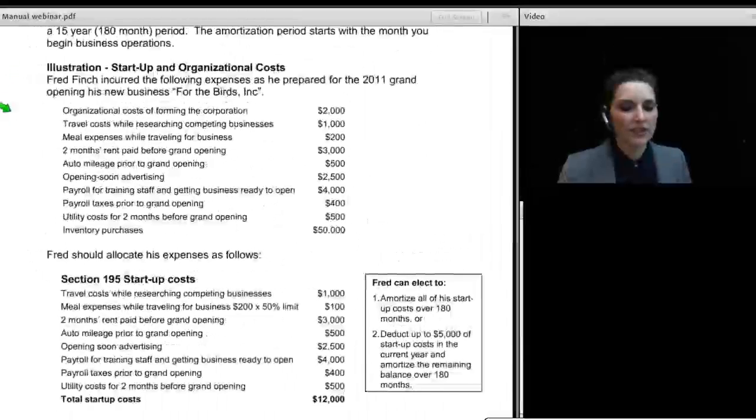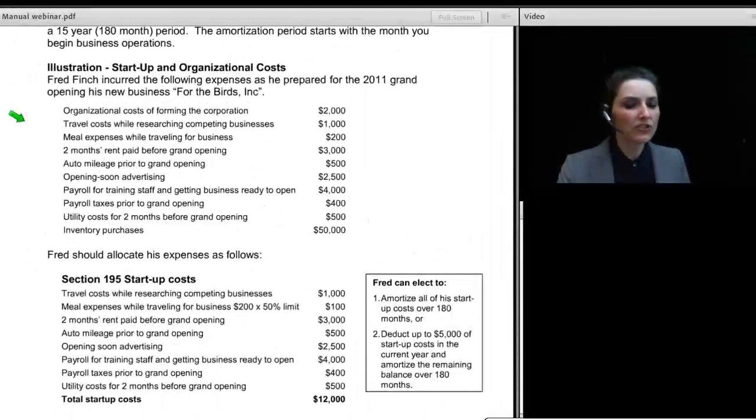I've got an illustration here for Fred Finch, just to show you the types of expenses that a business might have in the formation stage of starting up. Fred Finch incurred the following expenses as he prepared for the 2011 grand opening of his new business, For the Birds, Inc. He paid organizational costs of forming a corporation, which totaled $2,000. He paid travel costs while researching competing businesses of $1,000. He had meal expenses while traveling for business of $200, and he paid 2 months' rent before the grand opening in the amount of $3,000. He had auto mileage prior to the grand opening of $500.